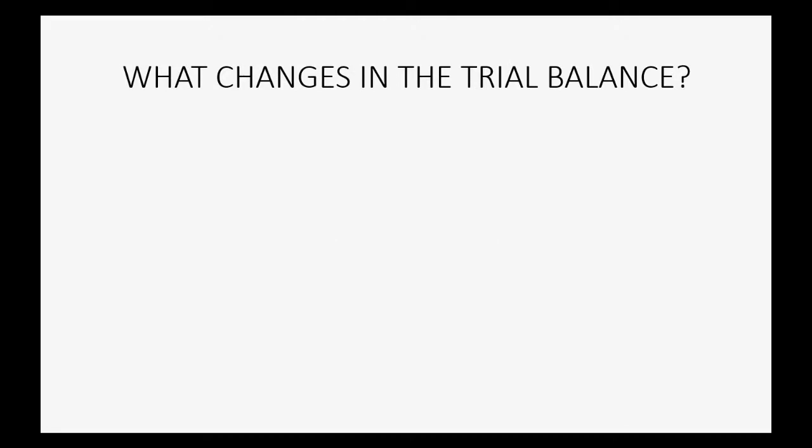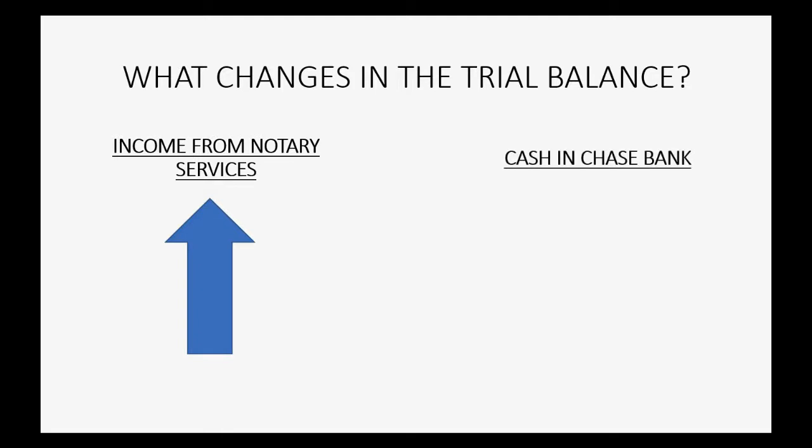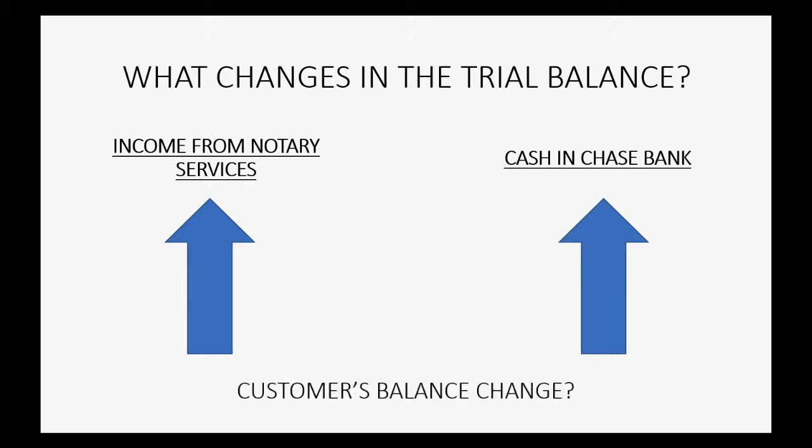So, what changes in the trial balance if we give a service and get paid immediately? Well, income from notary service increases by the amount we earned on the day that we gave the service. And since we got the money directly into our bank account at the moment we got the service, then the cash in the Chase Bank also goes up. And those will be the numbers in the trial balance.